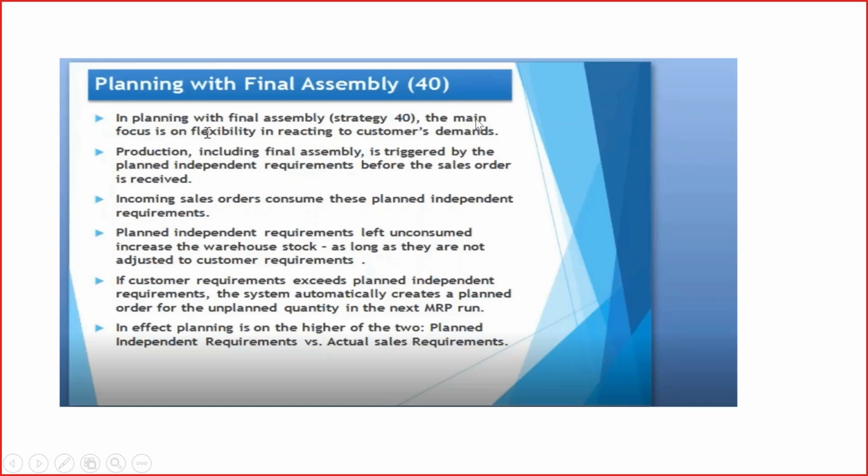As I told you even yesterday, to understand planning strategy 40, we need to understand planning strategy 10 and 20, because it is a combination of 10 and 20. Why am I saying that? Because in this strategy, the priority is given to the sale order as well as to the planned independent requirements. So incoming sale orders consume these planned independent requirements.